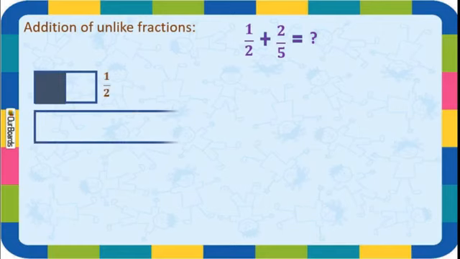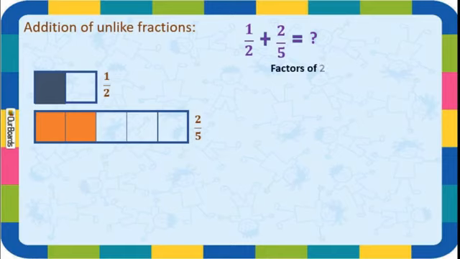Now in the second we will divide the rectangle into 5 equal parts and we will color 2 parts, that is 2 upon 5. Now it is very difficult to add because in the first one only 2 parts are there and 1 is selected, and in the second one 5 parts are there and 2 are colored, correct? So it is very difficult. So we will go for equivalent fractions.